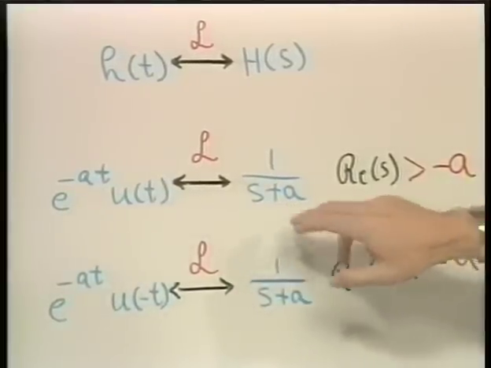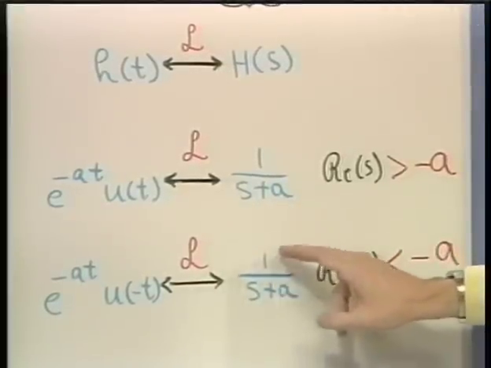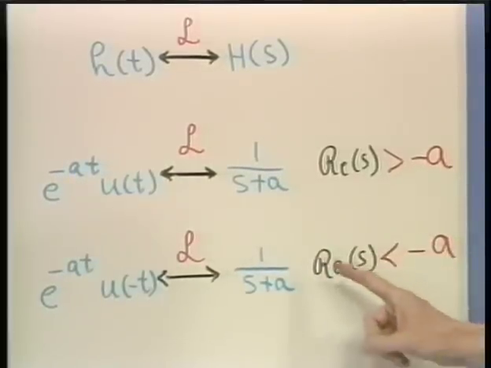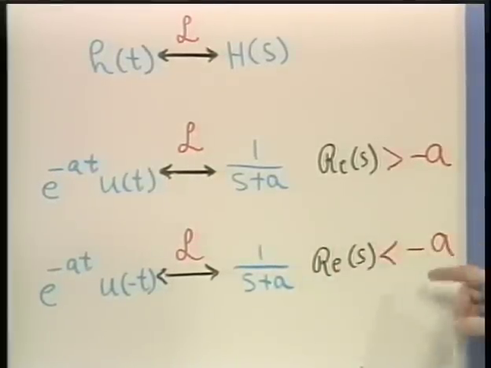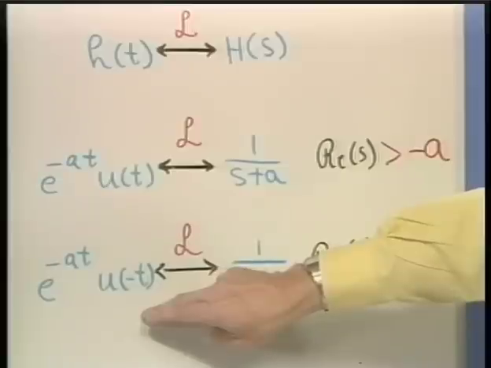Whereas with a positive, if we knew that the system, let's say, was non-causal, then we would associate with that this region of convergence, and we would know then that this is the impulse response.